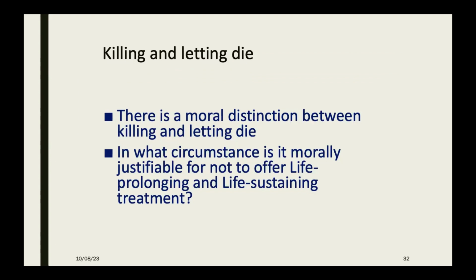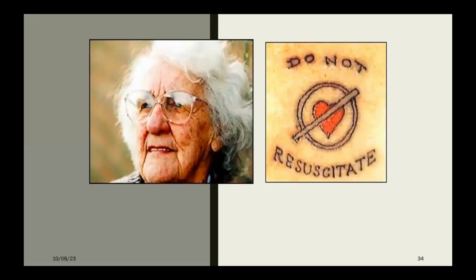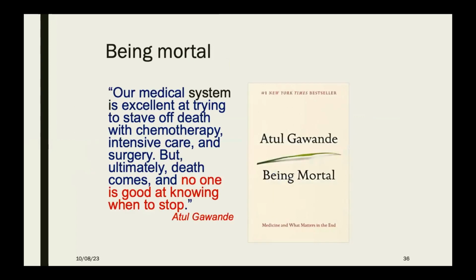So there is a moral distinction between killing and letting die, and hence euthanasia would always be a deliberate intervention undertaken with the expressed intention of ending life to relieve intractable suffering. So using morphine and other drugs to relieve pain, stopping treatment when the burden outweighs the benefits, allowing nature to take its course is not euthanasia.